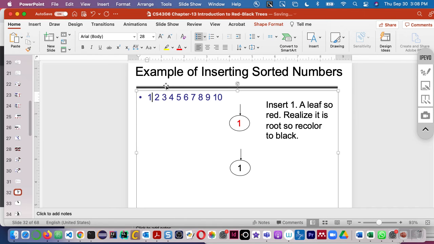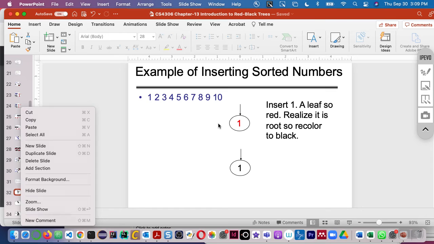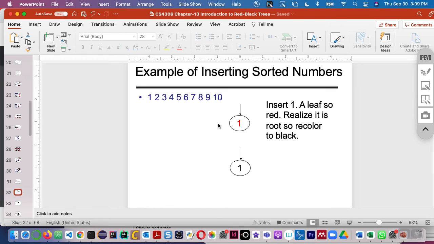Now I encounter 2. So why is it red by default? Anytime we insert an element in a node, it is born with red color. So it's default red, and then you change it to black if necessary, because there is one condition that the root is always black. So it's red by default, and if it breaks a condition, then you change it to black.